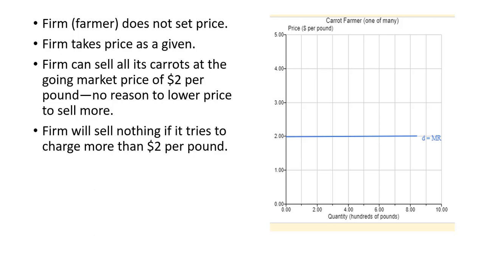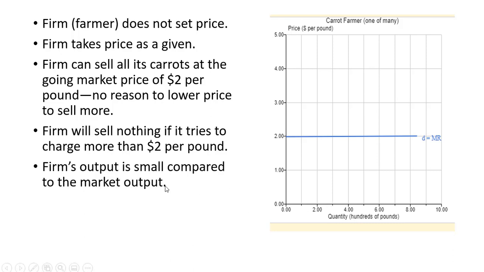The firm will sell nothing if it tries to charge more than $2 per pound. So any price above $2 per pound gets us off this carrot farmer's demand curve, and the quantity sold will be zero. Again, as we argued before, why would people want to buy carrots for more than the going market price of $2? The firm's output, this is in hundreds compared to millions that we're using in the marketplace, is small compared to the market output.